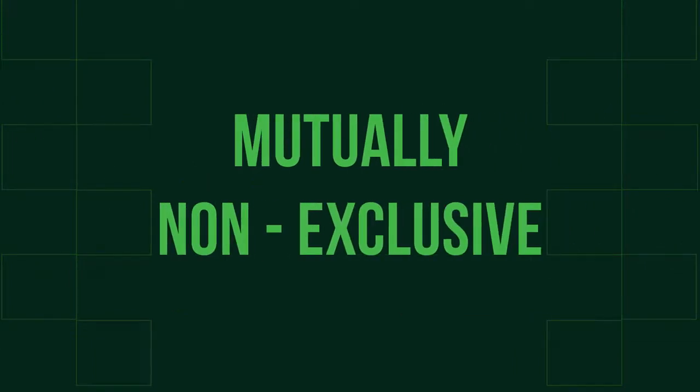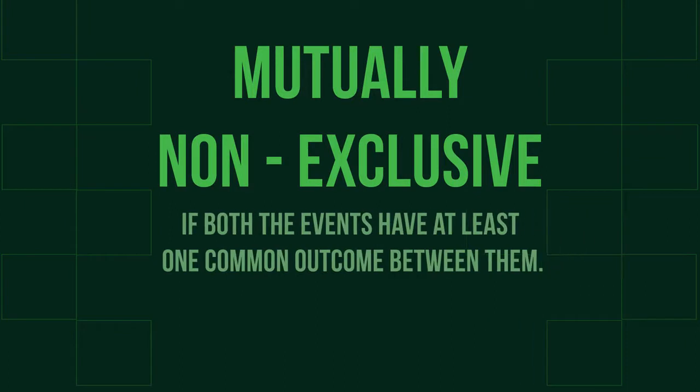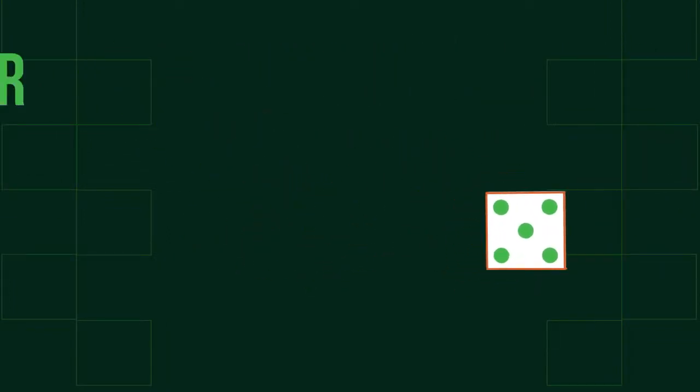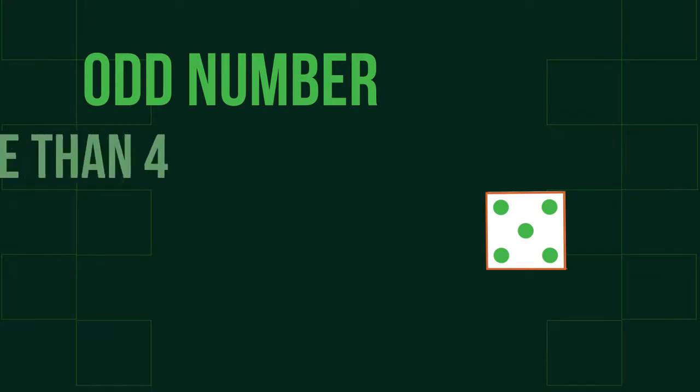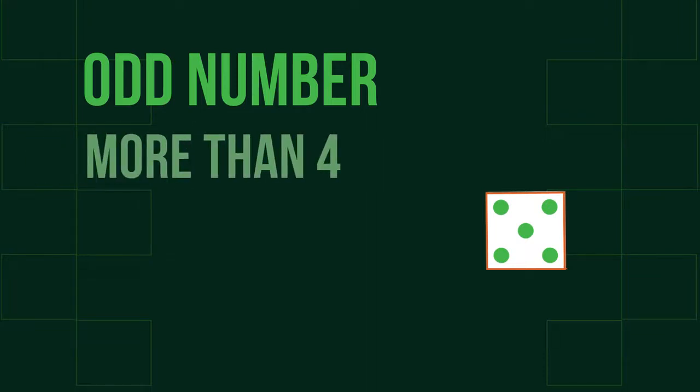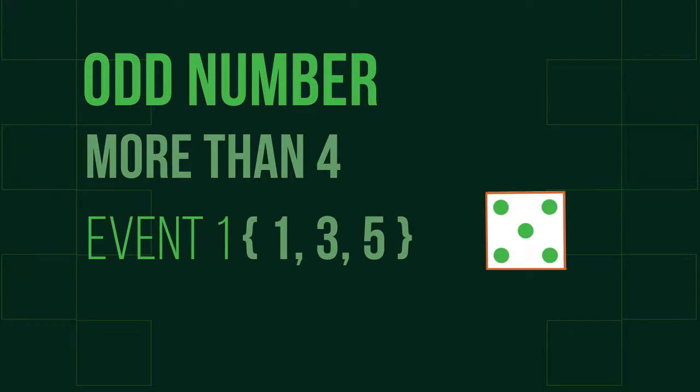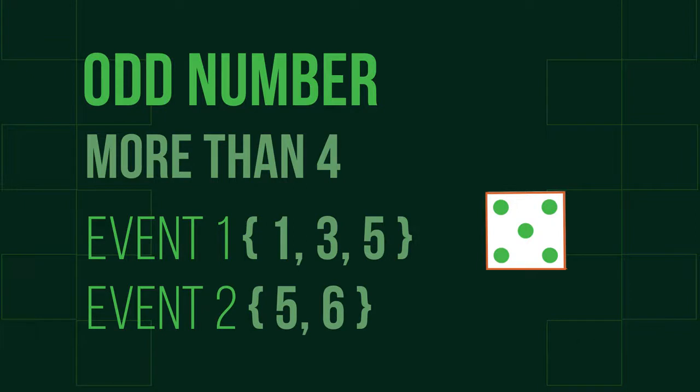Two events are mutually non-exclusive if both events have at least one common outcome between them. The two events cannot affect or prevent the occurrence of one another, so we can say they have something in common. For example, if you were to roll a dice with a desired outcome of an odd number and a number more than 4. The desired outcomes for one event are 1, 3 and 5, whilst the desired outcomes for the other are 5 and 6. Because the outcome 5 is available for both, these events are called compatible and are mutually non-exclusive.